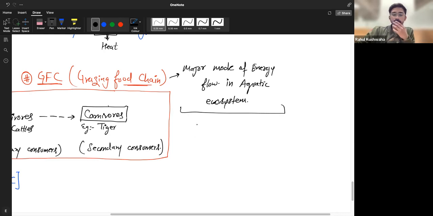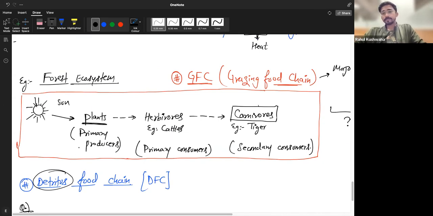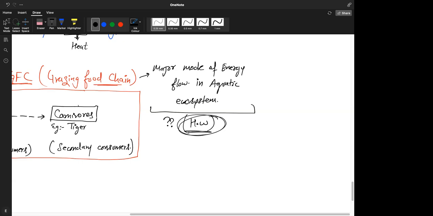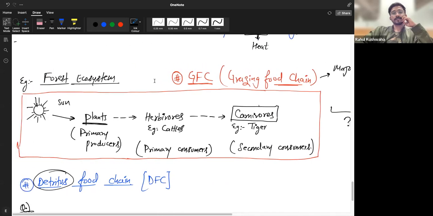Why is that? What do you think? Think about it. Why no detritivores? We are not incorporating any detritivores in the model. Why? This we will take up next time. Is that okay, everyone? Yes. Anything you want to ask? No.